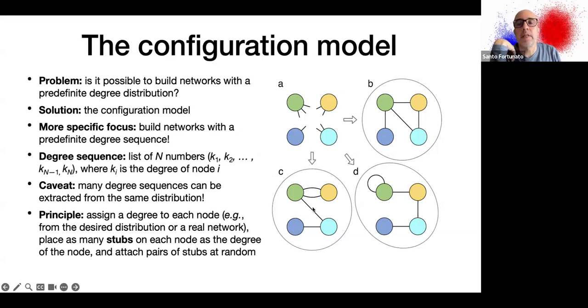Even if these configurations appear, you can just disregard them if they bother you and compute the averages over the simple graph configuration that you obtain from the model. So this is how it works. You attach these stubs, as many stubs as the degree that you want each node to have, and then you combine pairs of stubs selected totally at random.